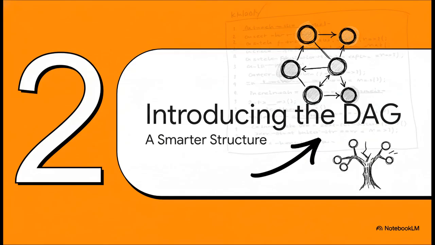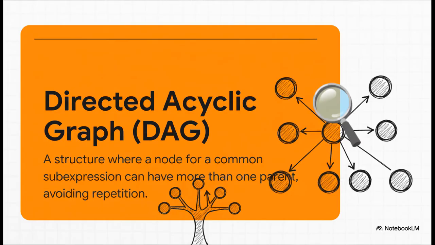So, if a tree is so inefficient, what's the better way? Well, it's time to meet the hero of our story, the directed acyclic graph, or as we're going to call it, the DAG. And right there, that's the secret sauce. A tree has this really strict hierarchy, right? Every little point in the structure, we call them nodes, can only have one parent. But a DAG, it just throws that rule out the window. A single node that stands for a repeated chunk of code can have multiple parents all pointing to it.